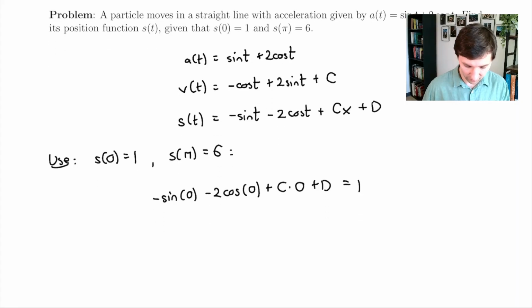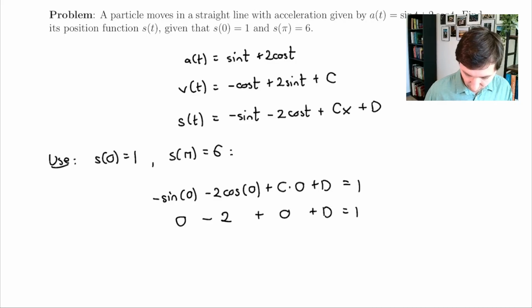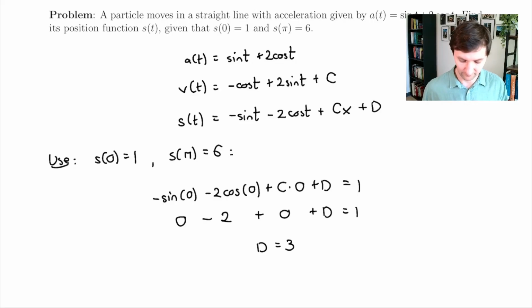Now, sine of 0 is 0. Cosine of 0 is 1, so I get 0 minus 2. c times 0 is 0, so I get plus 0 plus d equals 1. I add 2 on both sides, and I get d equals 3. I just found that my variable d is 3. Let's use the second condition to solve for c.